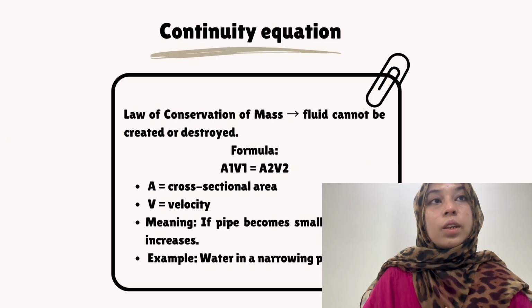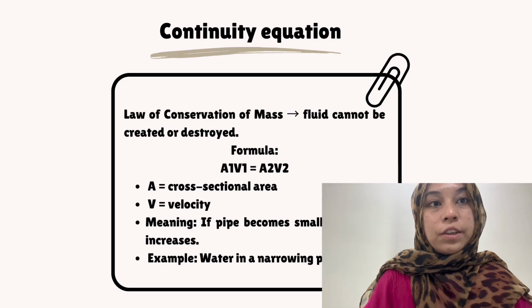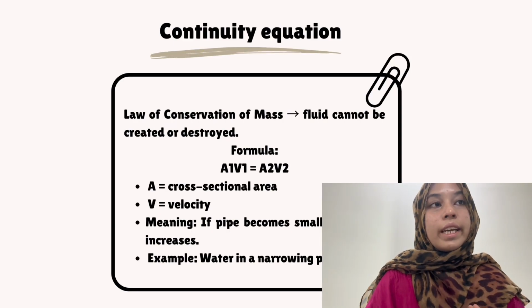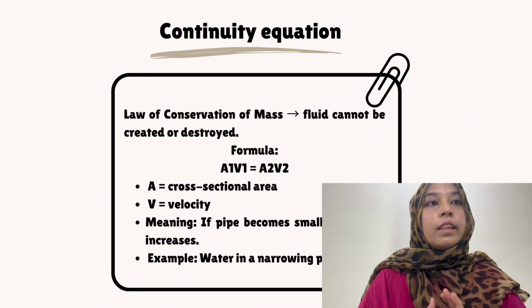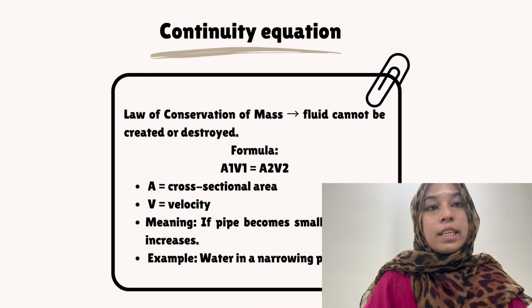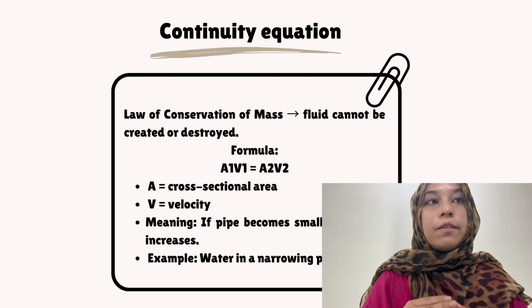Next is the continuity equation. The continuity equation is based on the principle of conservation of mass. It says that the amount of fluid entering a system is equal to the amount leaving it. The formula is A1V1 equals A2V2, where A is the cross-sectional area and V is the velocity.